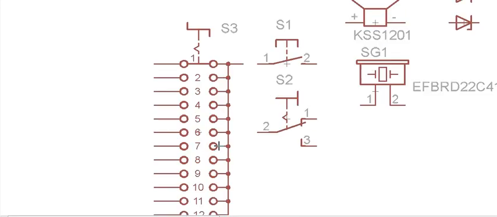Now let's go into our switches. We got a little push-button switch here. Nothing's connected when you don't push the button. When you push the button, you connect 1 and 2 there.